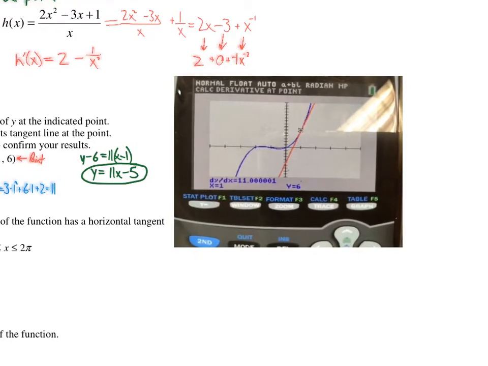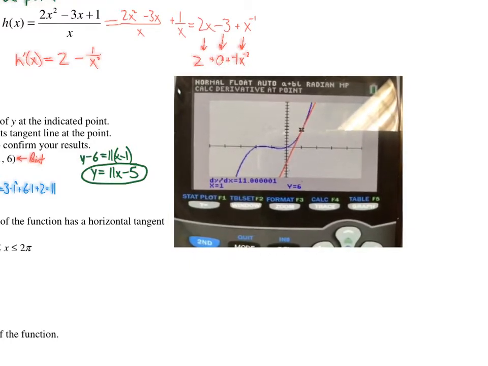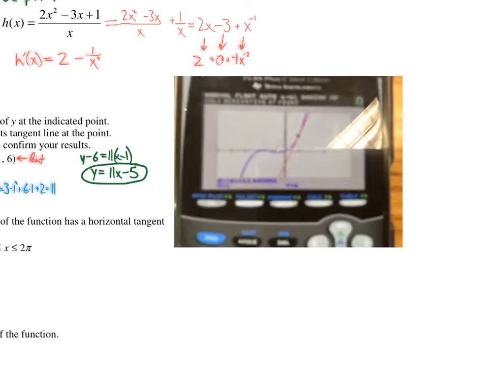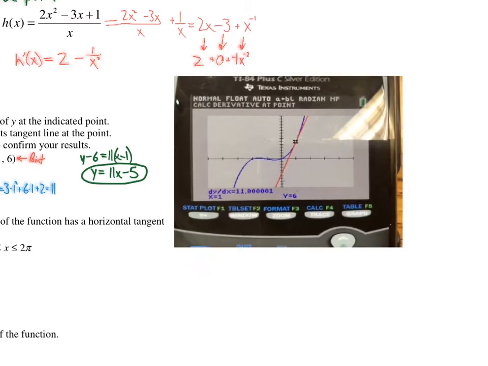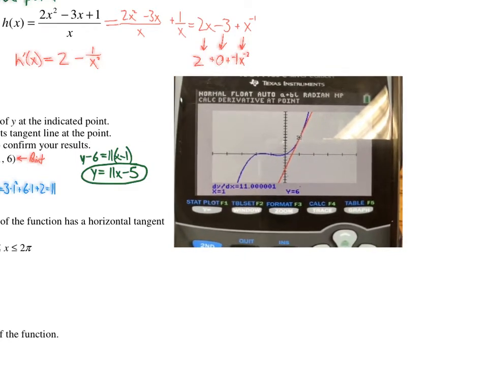Would it know that it was 11 if you just had the blue? Yes. That's a great question. The fact that I graphed the actual tangent line has nothing to do with what I just calculated. Otherwise it wouldn't really help you.